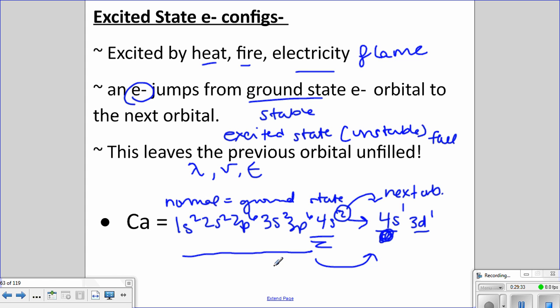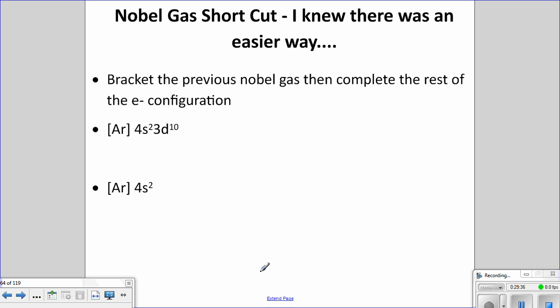It's making it excited. All right, here's the shortcut I wanted to tell you about. So yes, you have to know how to write the longhand version of this, but if I want you to use your time wisely, I'll allow you to write the shortcut version. The shortcut version is going back to the previous noble gas you passed through when you're looking through your periodic table and you're going line by line. And then you can put a bracket around that noble gas. That bracket means that I'm going to represent all those electrons before the noble gas. And then you have to finalize it by writing the rest of it.